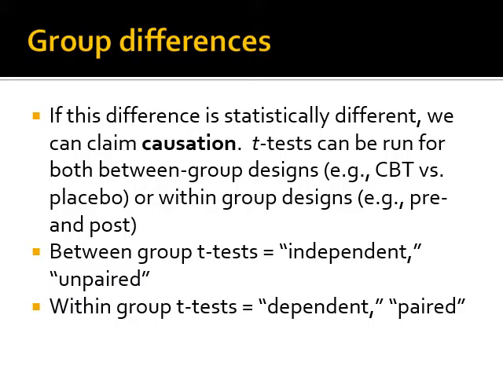T-tests can be run for both between group designs, so for example CBT versus a placebo, or within group designs, for example pre versus post. Between group t-tests are also called independent or unpaired t-tests, and within group t-tests are known as dependent or paired t-tests. A within group t-test might be, for example, looking at pre and post scores like we've mentioned above.